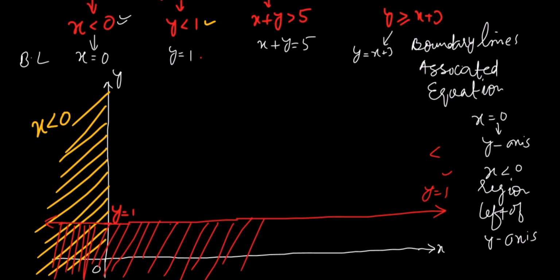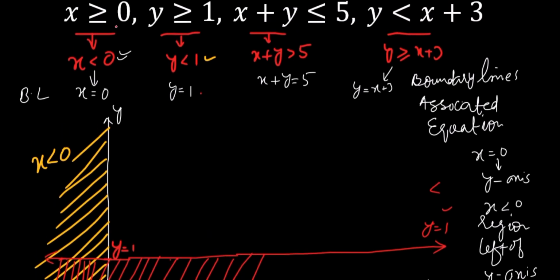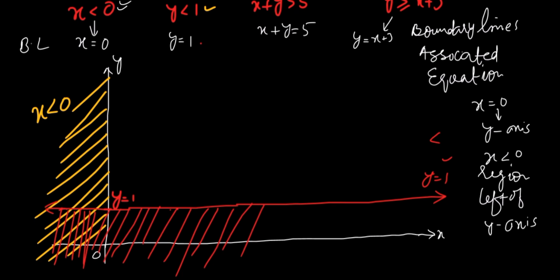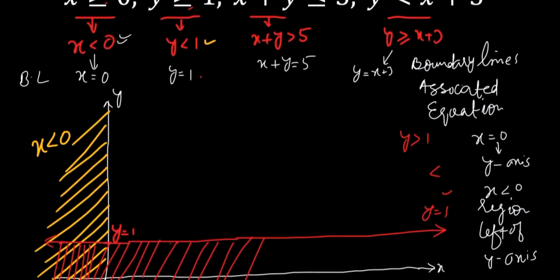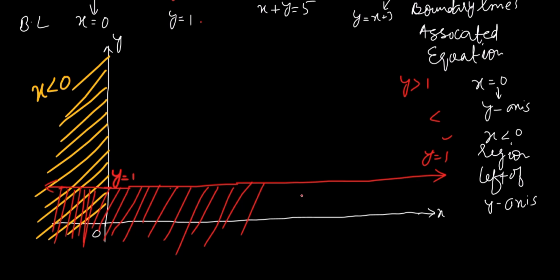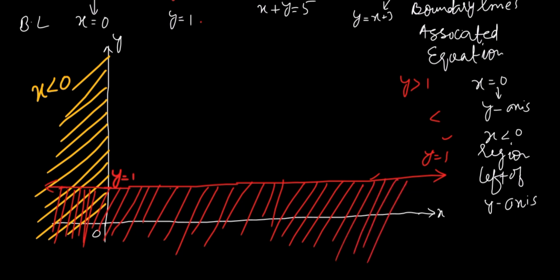Further, it should always be remembered that because these two given inequalities have an equal sign, their boundary line will always be a solid line. That is to say, if in our question we had only y greater than 1, then we would draw the line y equal to 1 as a dotted line. So the region below this line shows the graph of y less than 1. This is the graph of y less than 1.